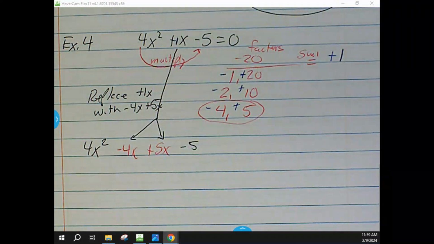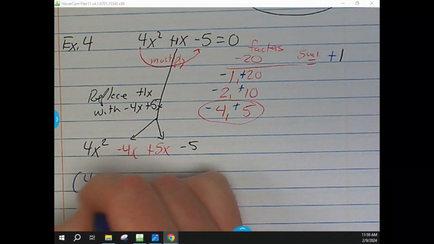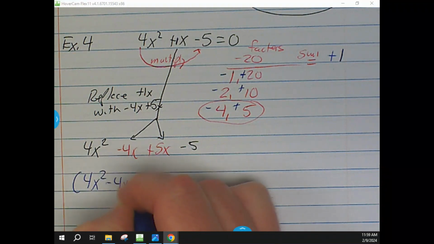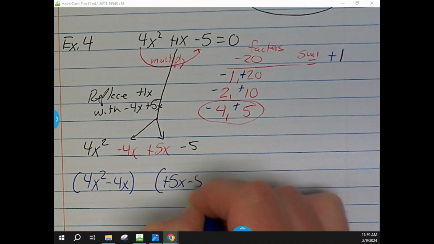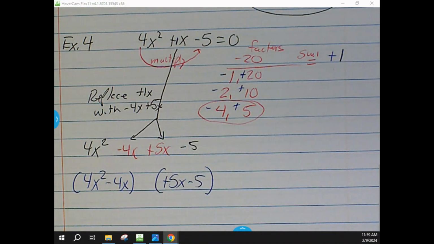So we're going to put the first 2 together. We're going to put the last 2 together. And then in the middle, we're going to put a plus sign.